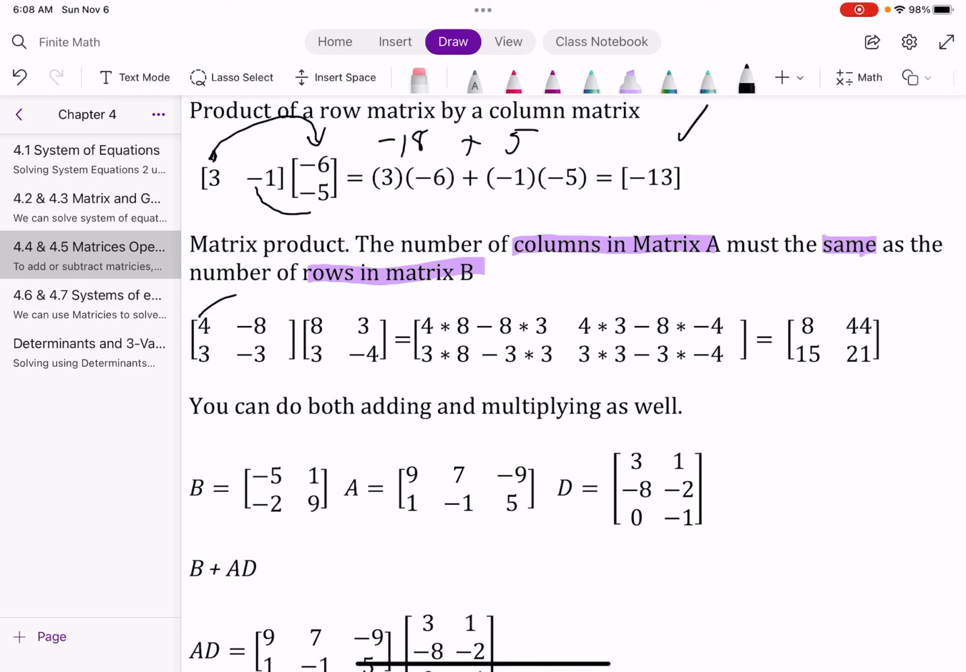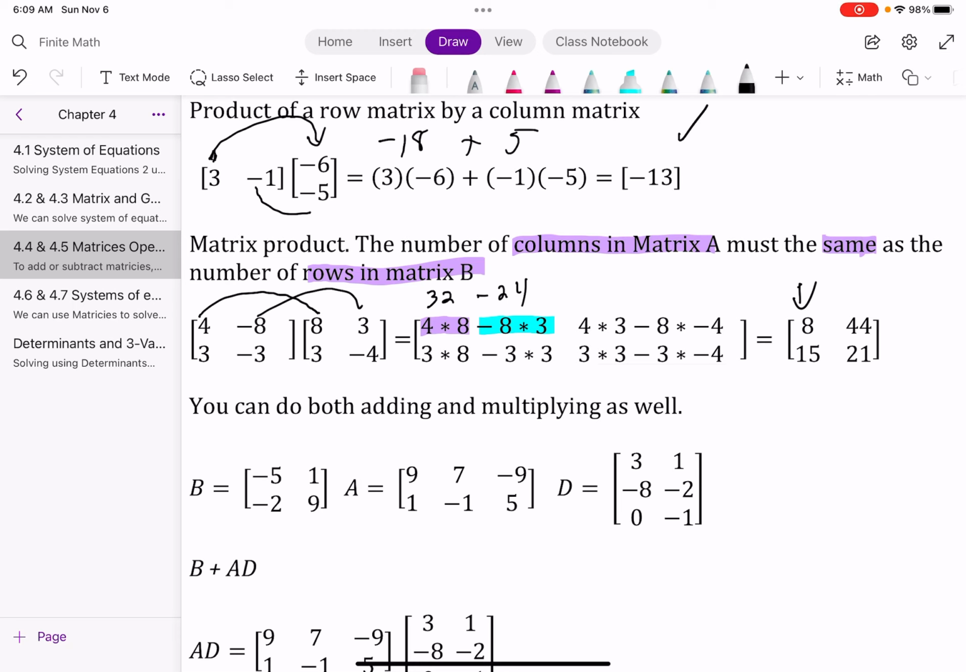So we're going to take 4 times 8, right? Now I'll even highlight it here. We'll do some colors here. So 4 times 8. Change my color to a different color for a minute. And then we're going to do -8 times 3. And that will give us our first number in our new matrix. So 4 times 8 is 32. -8 times 3 is -24. 32 minus 24 is 8.